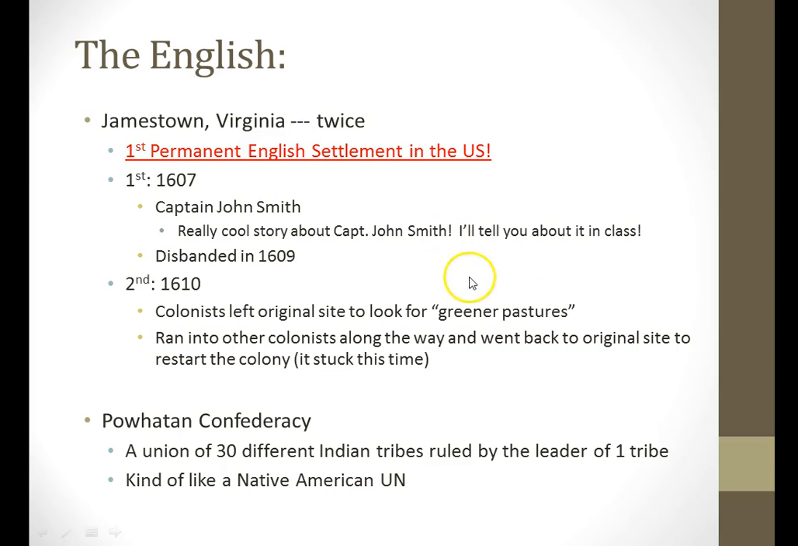Now, something important to remember in terms of the colonists' interaction with the Native Americans was the Powhatan Confederacy. Okay, it was a union of 30 different Indian tribes and was ruled by the leader of one tribe. It was kind of like a Native American United Nations. If you think about how all the countries nowadays go and meet at the UN to work out problems and to make decisions, that's what this confederacy was. Okay, with 30 different Indian tribes that were working together to try to make a better life for all of themselves.